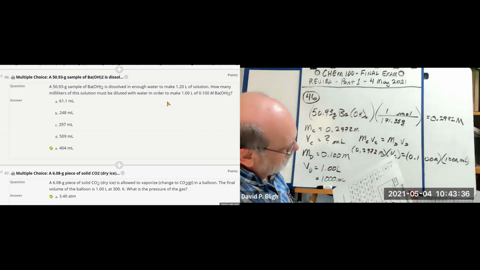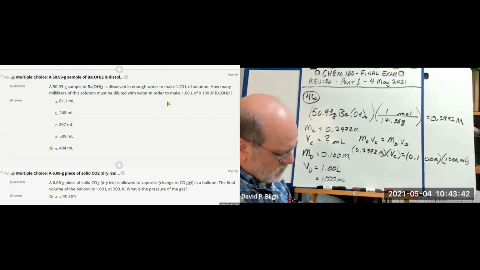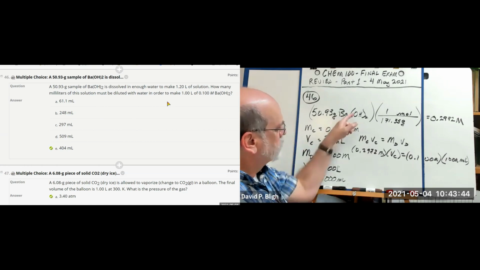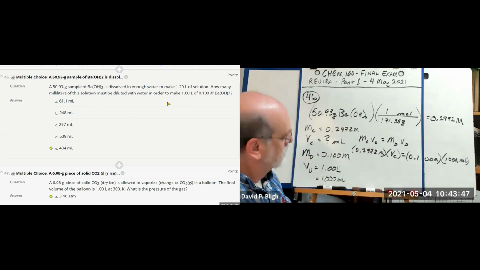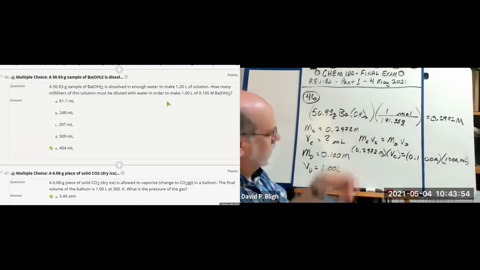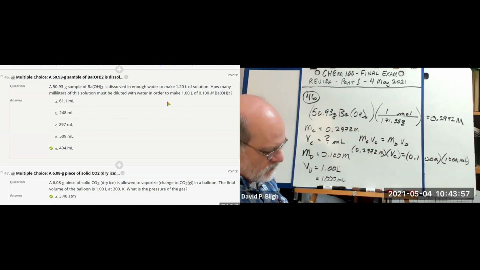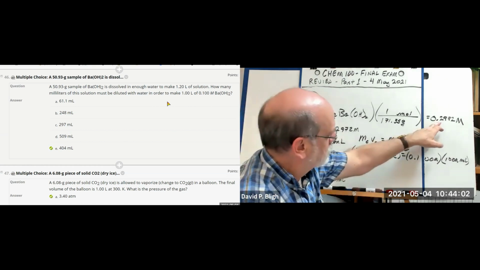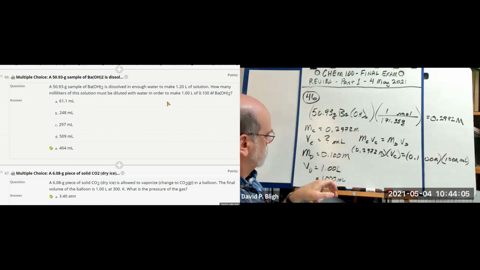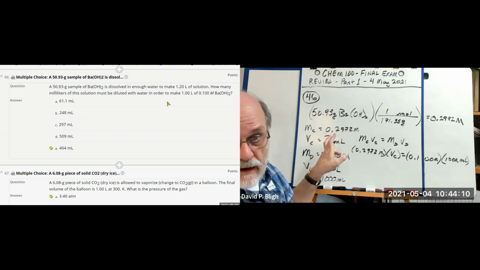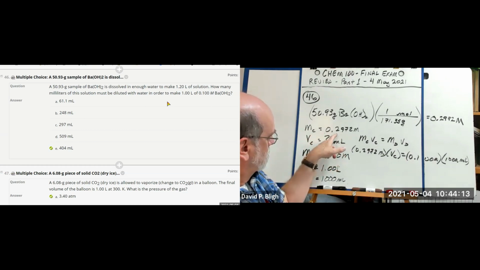Barium, 137.33. 2 oxygens, which is 32, and 2 hydrogens, 2.02. 171.35, that's right. Divide that into 50.93 is 0.2972, 0.1, and then that gives us this molarity.